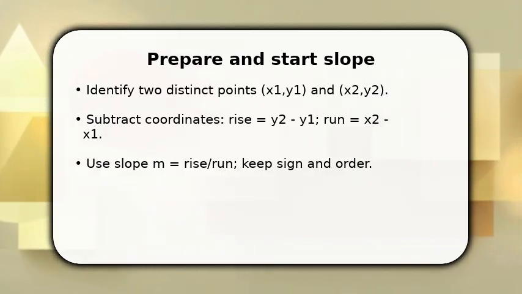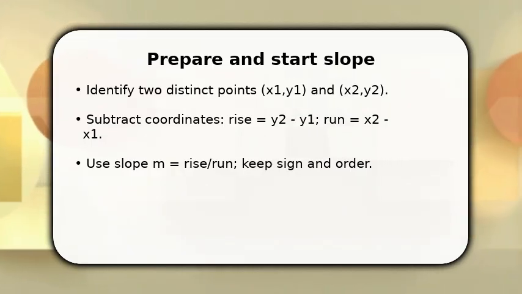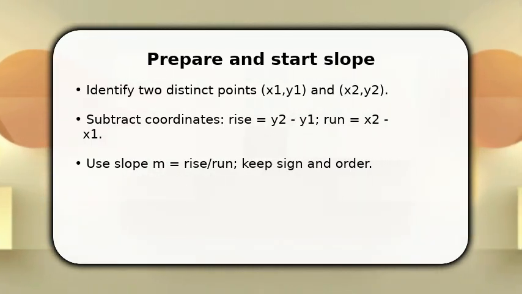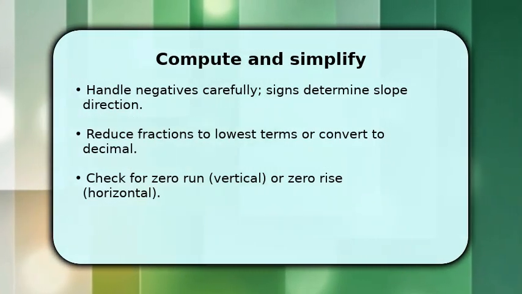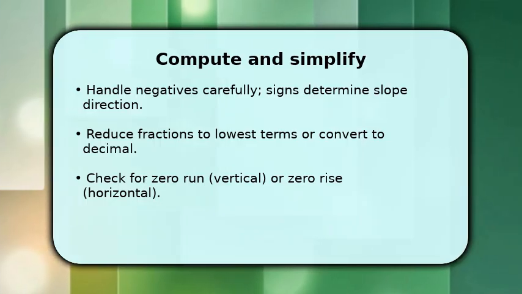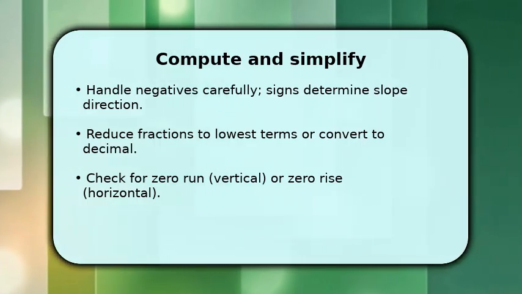If both differences are integers, simplify the fraction. If not, leave as a reduced fraction or decimal for clarity. Now compute the numerical value and simplify. If numerator and denominator share a factor, divide both to reduce to lowest terms. This makes comparisons easier later.